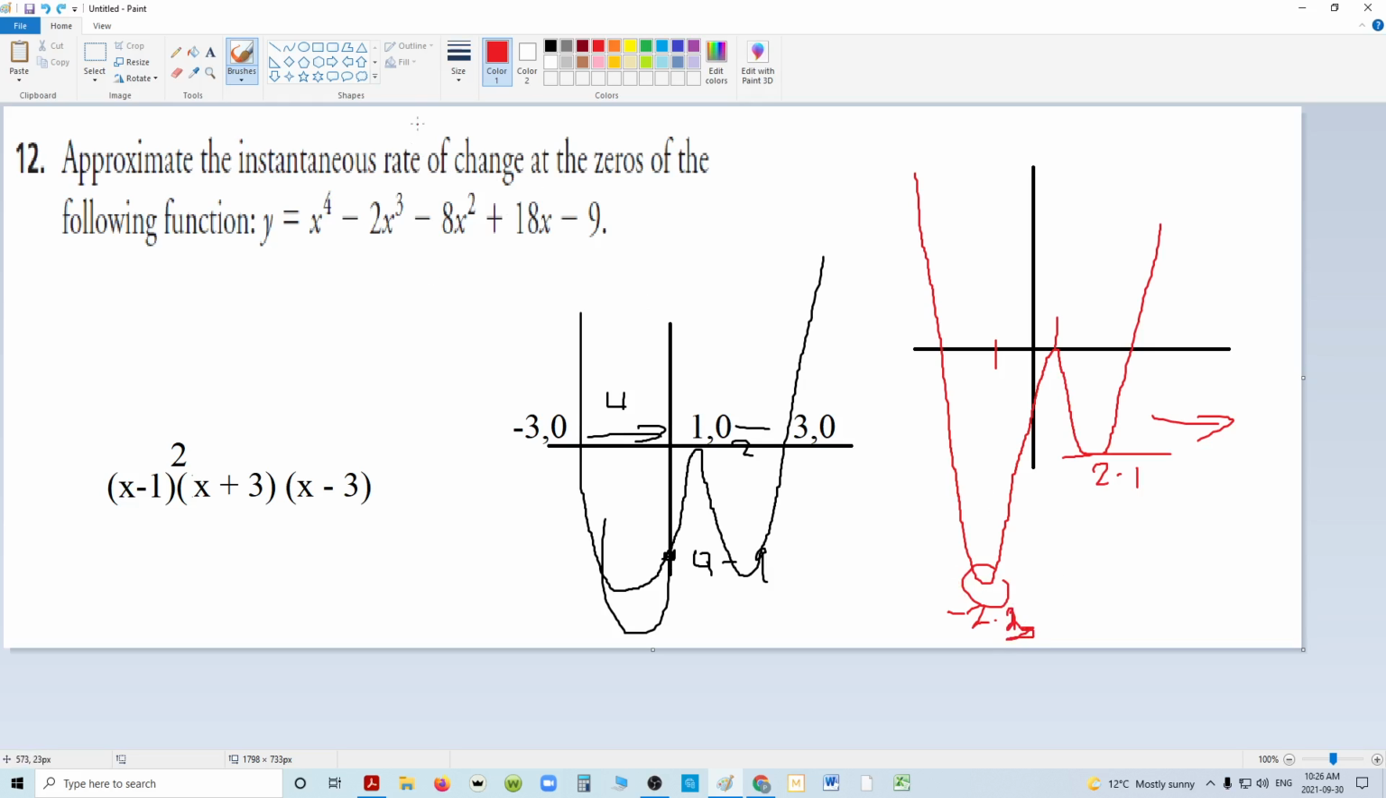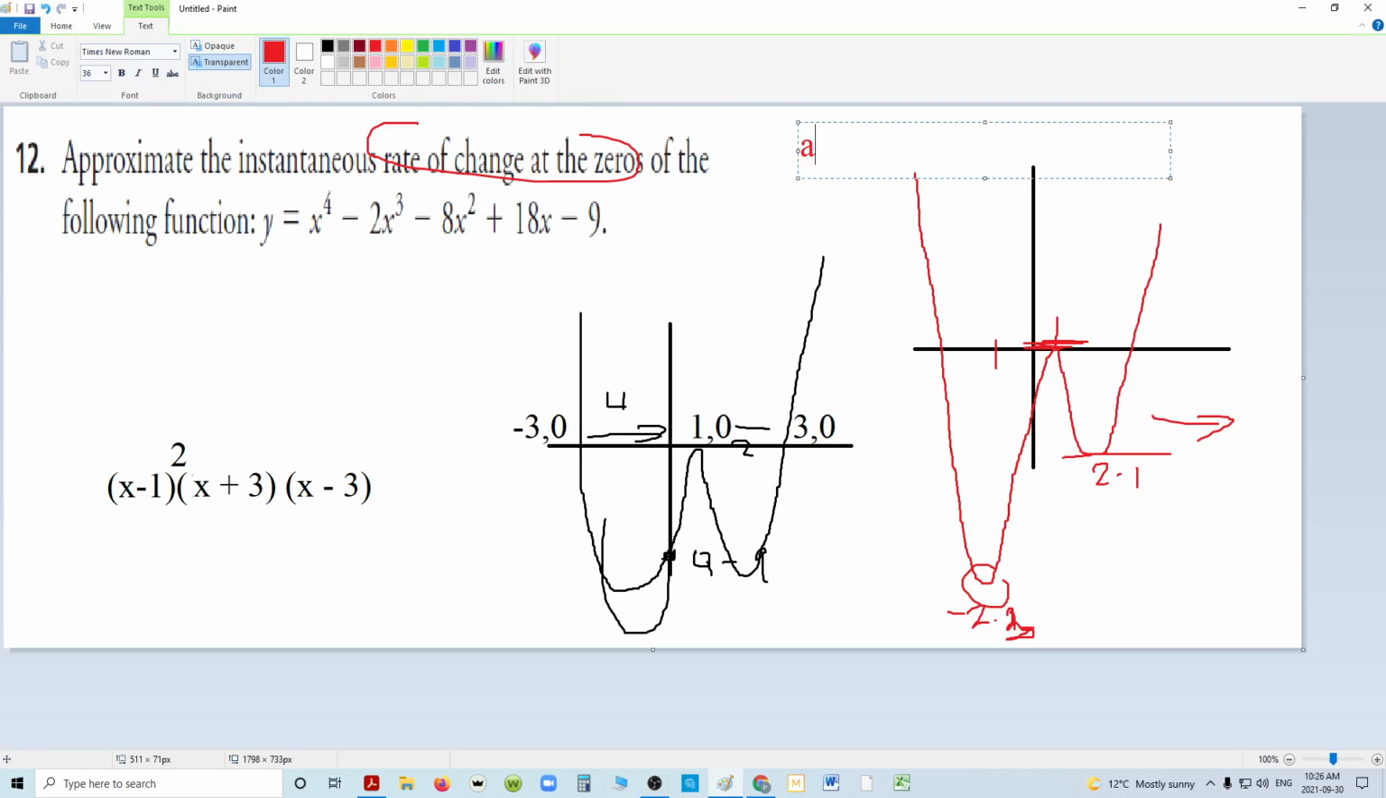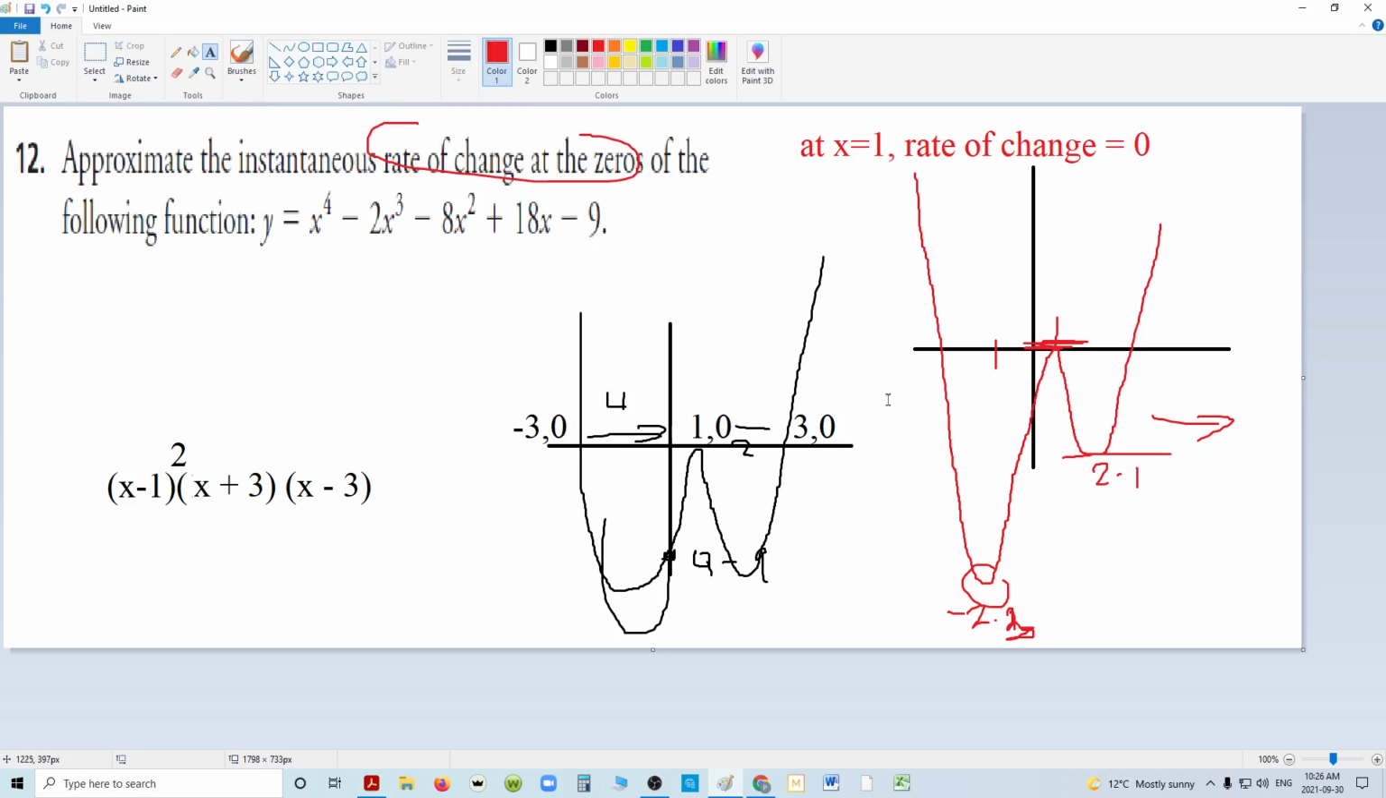Okay. At the zeros, we need to estimate the rate of change there. At this 0, the rate of change will be 0 because it's bouncing. So at x is equal to 1, rate of change is 0 because it bounces. I'm going to suspect that the rate of change here is going to be much bigger negative, probably double, as the rate of change here, which is positive, will be. And it also helps to graph it to see what to expect.